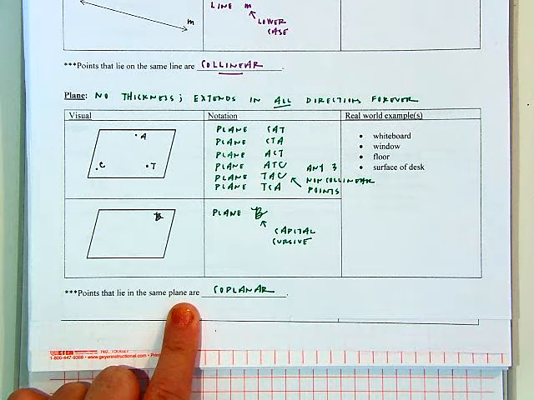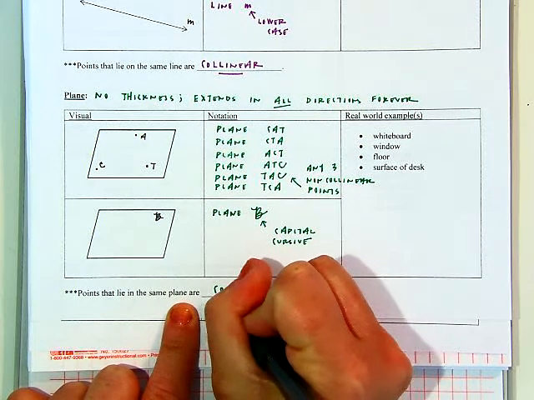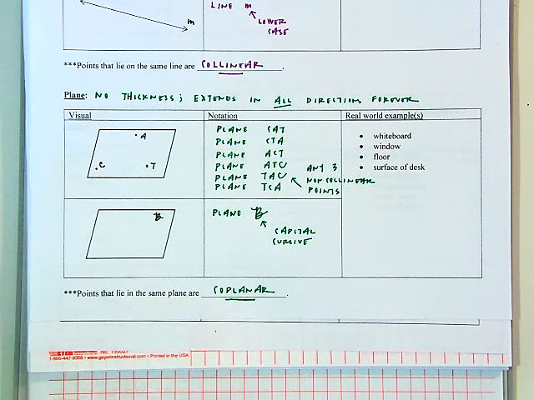And what's helpful about that is the word plane is built into the word. So any points that lie in the same plane are coplanar. Could be 2 points, could be 10 points, could be 25 points. But any points in the same plane are coplanar. Okay, again, these are the 3 undefined terms: the point, the line, and the plane.